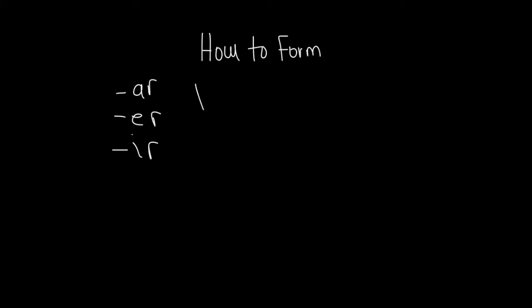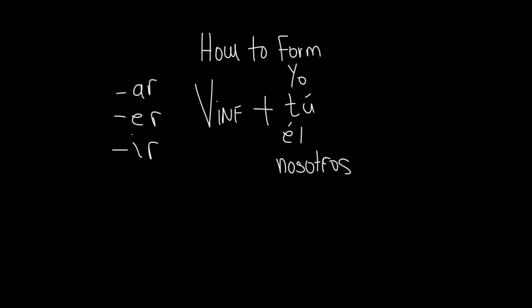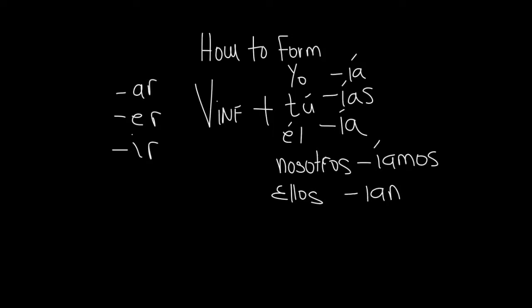All we have to do is take the infinitive form of the verbs in -ar, -er, and -ir, and we're going to add the same ending to all of them. So in the form of yo, you add -ía, tú -ías, él -ía, nosotros -íamos, and ellos -ían. This is the formation for regular verbs. So for example, yo sería, tú darías, ellas vivirían.